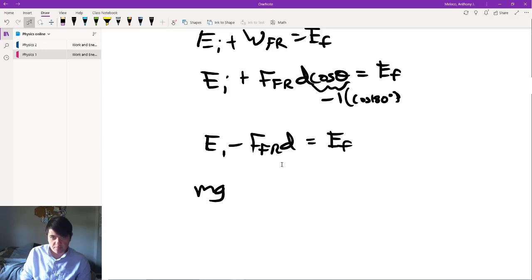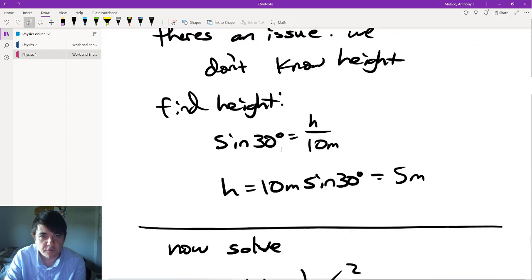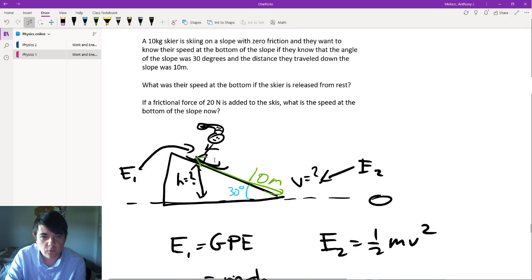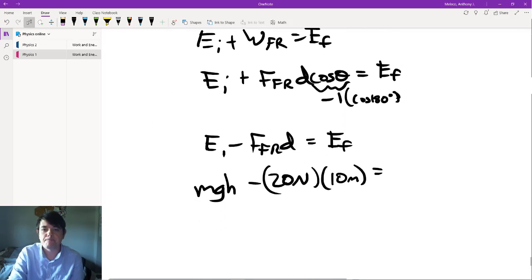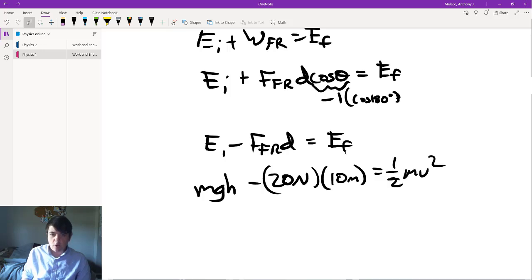So now we do mgh minus force of friction, which they told us was 20 newtons, times the distance, which they said was 10 meters. So force of friction, where's my drawing? He's going 10 meters. And frictional force is 20 newtons, right? And so EF is your 1/2 mv squared. Okay. So now we set up the same problem solving for V.